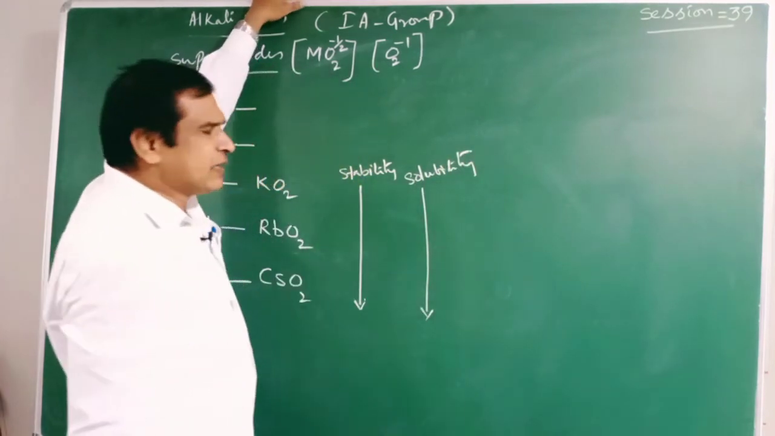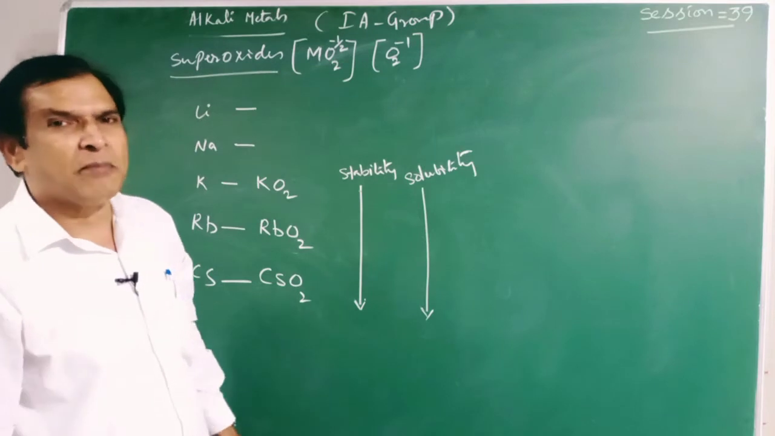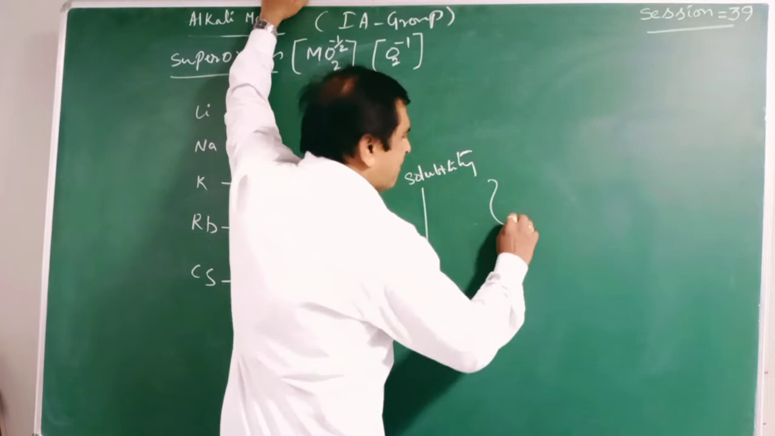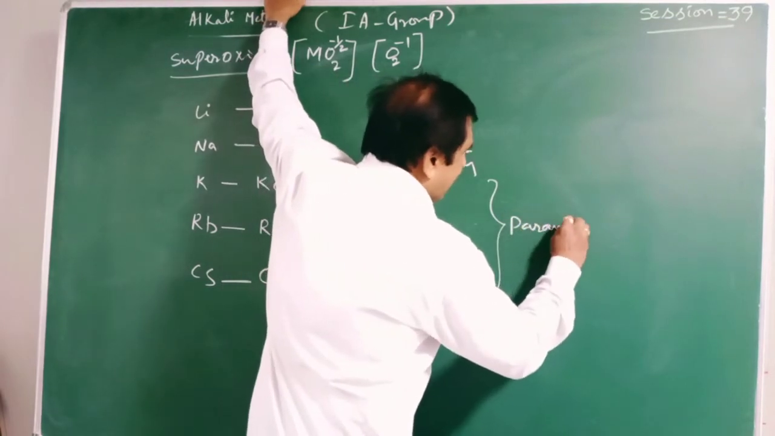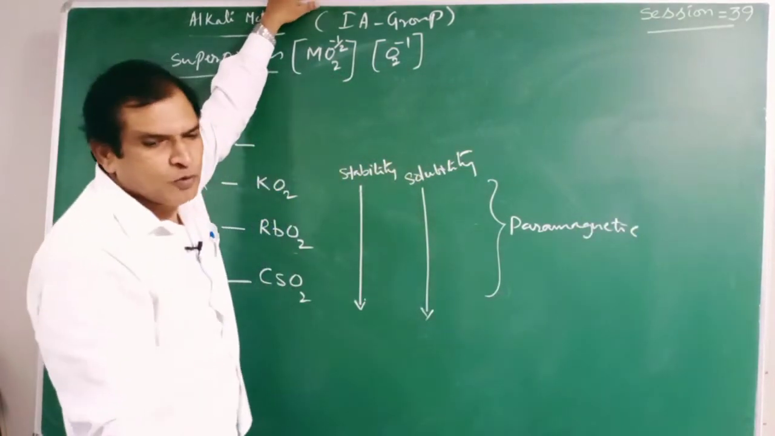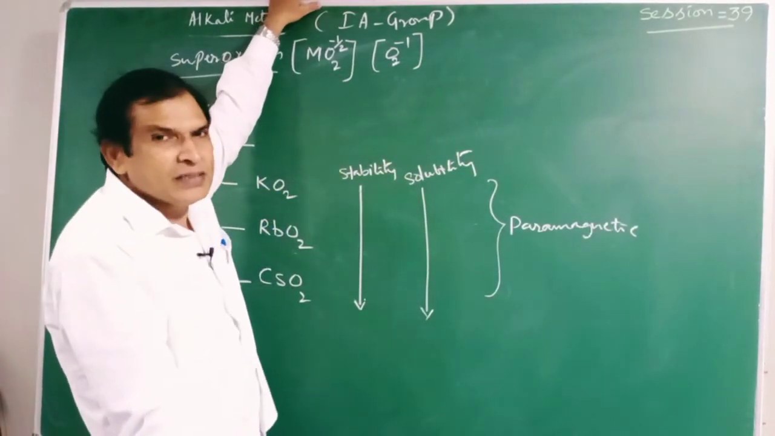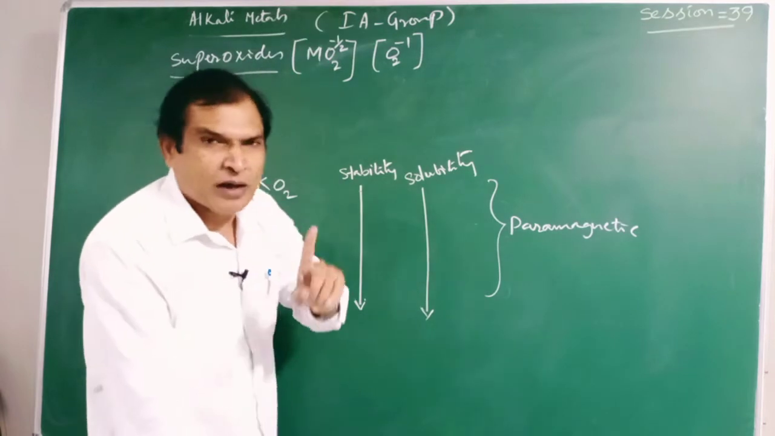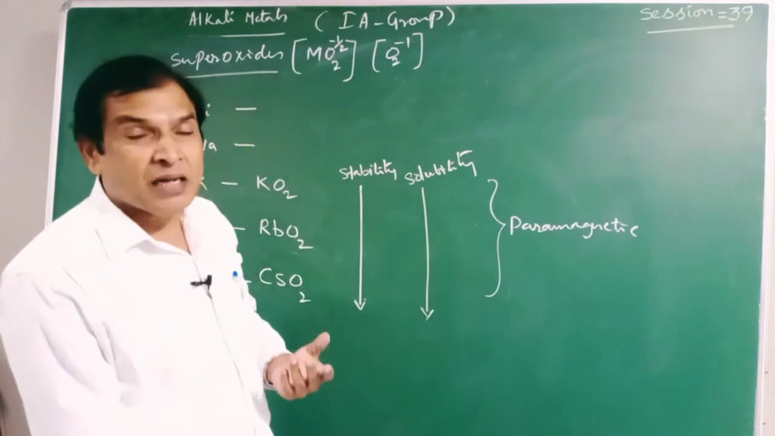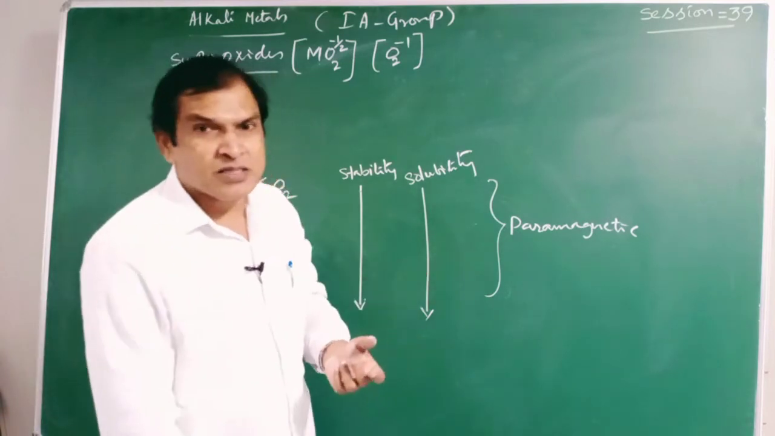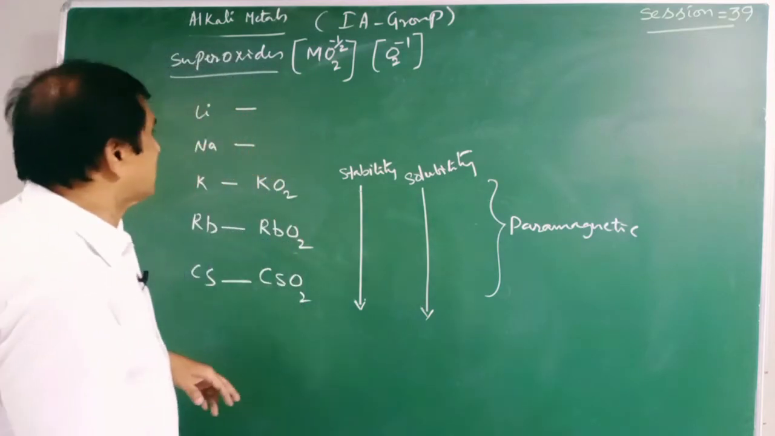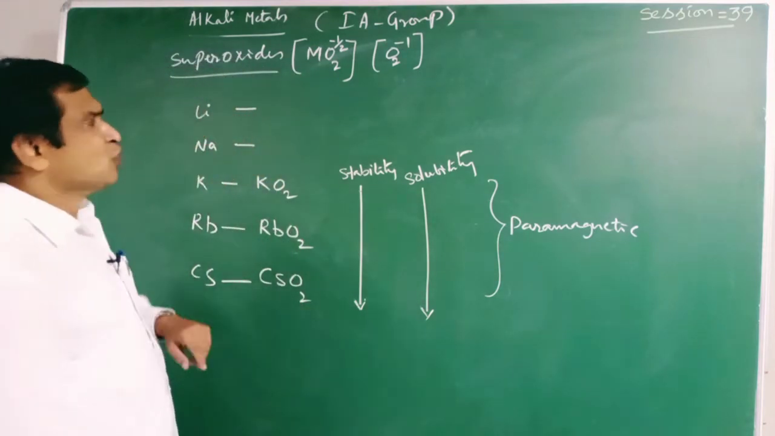Another important point: all superoxides are paramagnetic in nature due to the presence of an unpaired electron, that means a single electron. That is a very important point. So that is about superoxides.